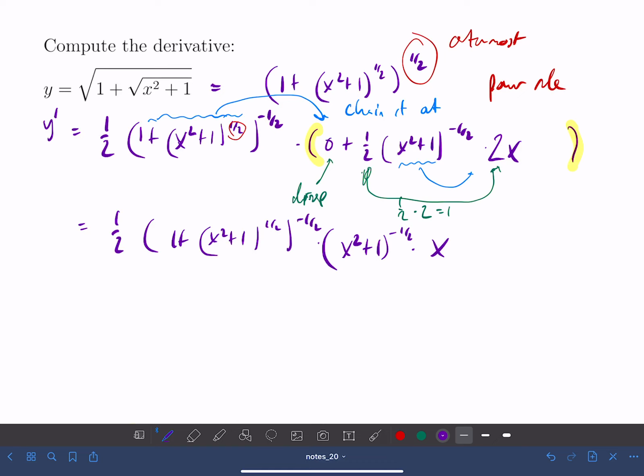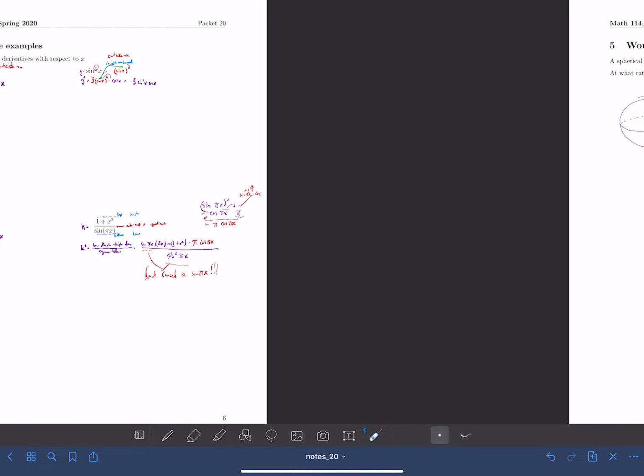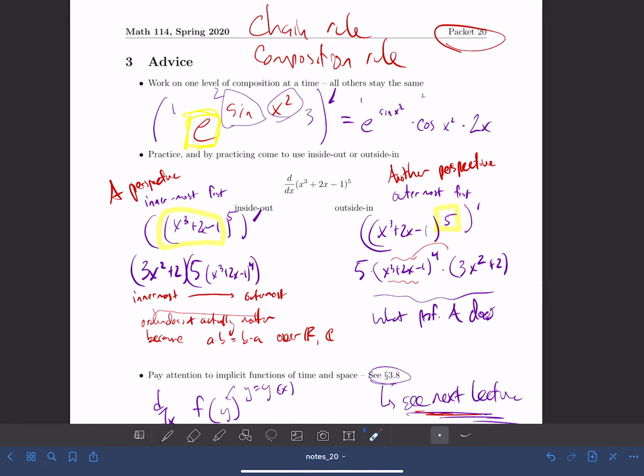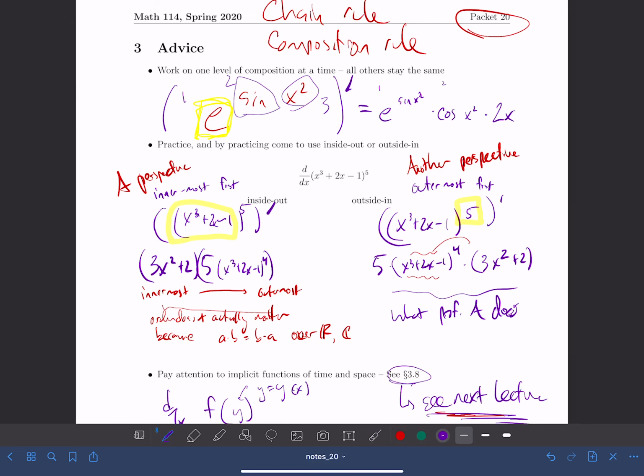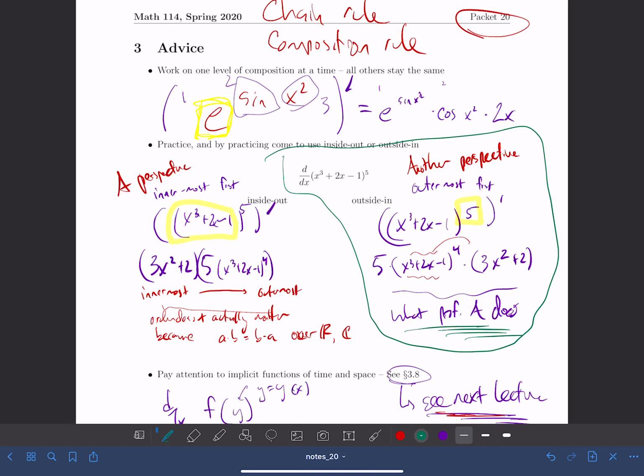I feel like methodical application of the chain rule is what's going to get you there. As you can see, I keep doing these problems with an approach that starts with the outermost thing and just works one level at a time. Going back to the advice from page 3, which is kind of where I started this out, I think you should work on one level of composition at a time, and all others stay the same. So I keep taking the outside-in perspective as I do this. Just find the outermost thing and work on it, leave everything on the inside the same, and then chain it out. It's a whole lot of chaining it out.